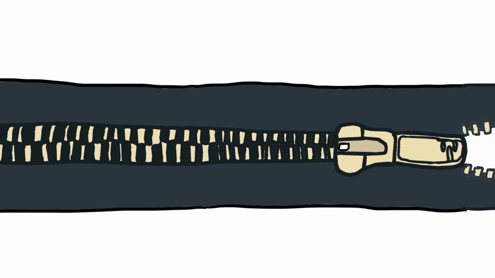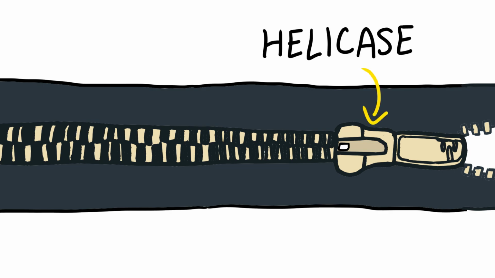Let the slider represent the helicase. The helicase is a divider. It divides the two connected strands of DNA into their own separate strands. Now we have two separate strands.